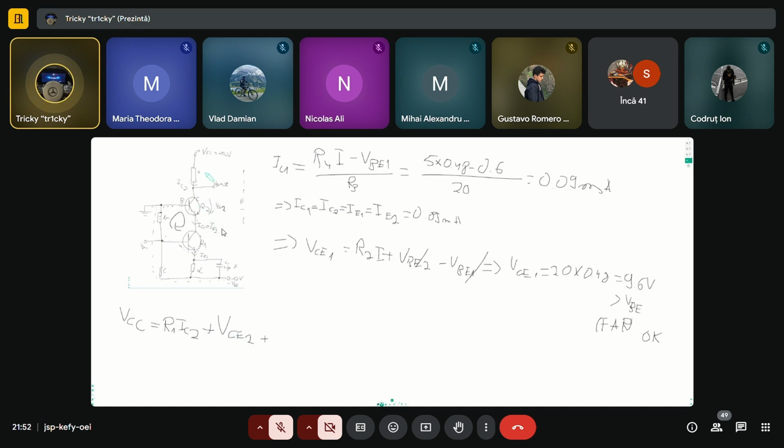plus VCE1. So if someone couldn't already tell, this is the loop we're taking all the way from VCC to minus VEE, plus VCE1, plus this was D, so R3 IE1, minus VEE, because this is minus.